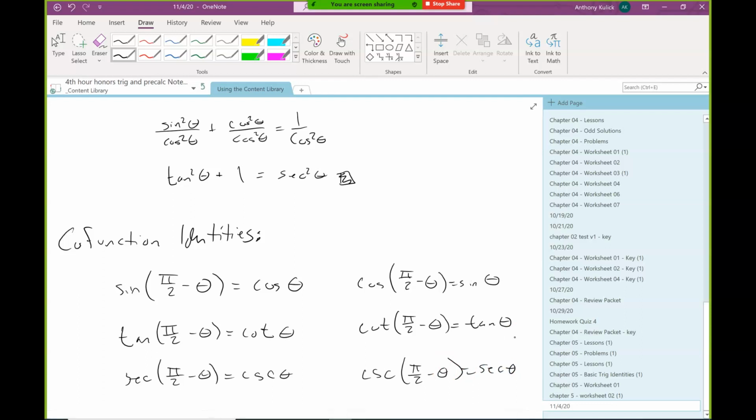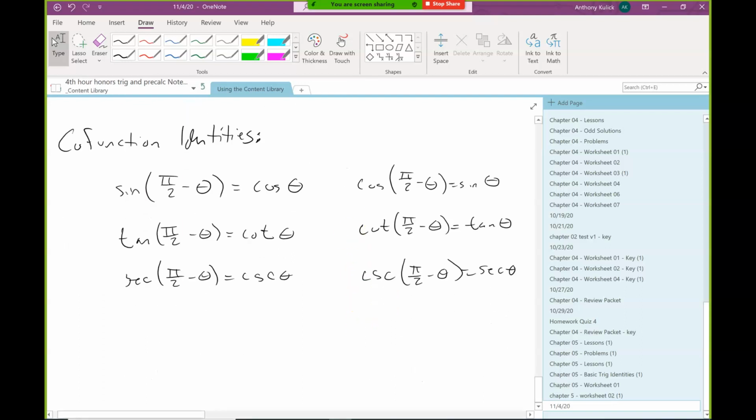I'm going to present these without proof, but I'm going to explain a little bit of the relationship. You know how some of these trig functions have that prefix co in front of them, like cosine or cosecant or cotangent? The co stands for complementary. Because what is pi over 2 the same as in degrees? 90, right? So 90 minus theta is simply the complement of angle theta.